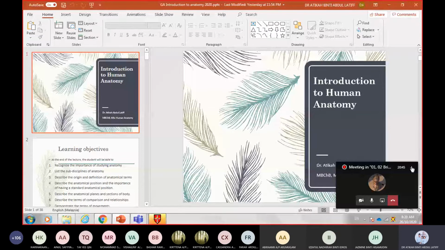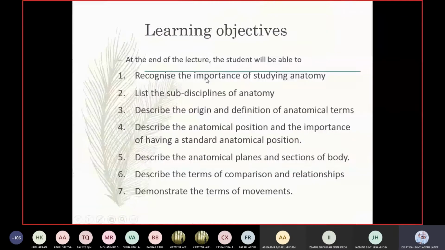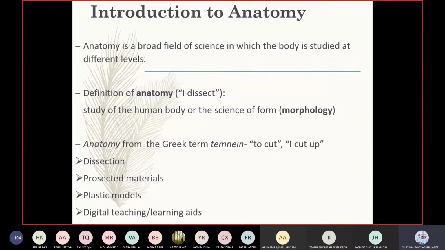So for introduction to anatomy. Okay, so just a bit of introduction to what is anatomy, some definitions on the terms and anatomical position, the different planes and sections of the body, and how you describe the terms of comparison and relationships, and also the terms of movements.